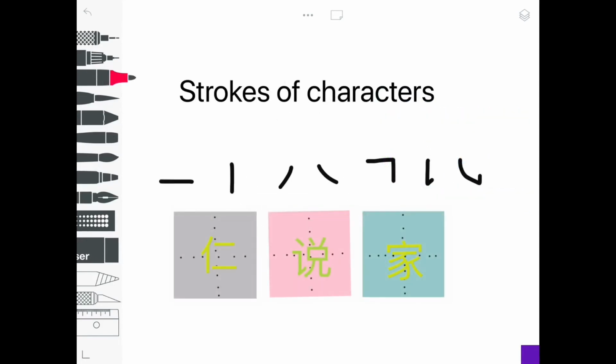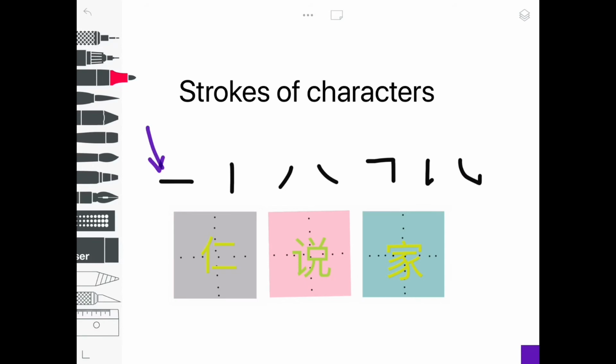Now, let's look at strokes of Chinese characters. Chinese characters are made up of many small strokes, just like A, B, C, D in English. We say Chinese characters are square characters because they look like a square shape.